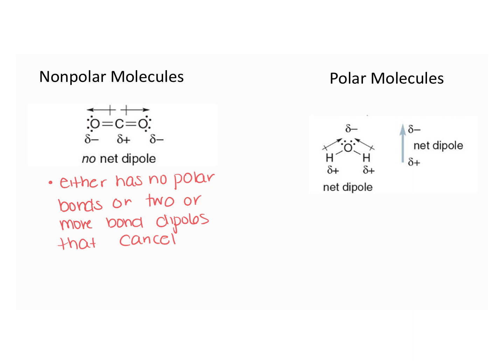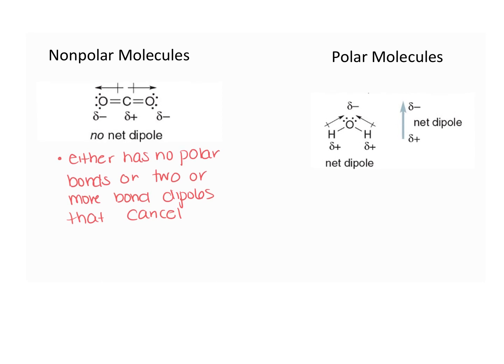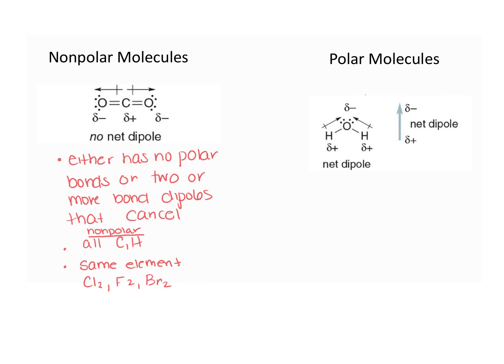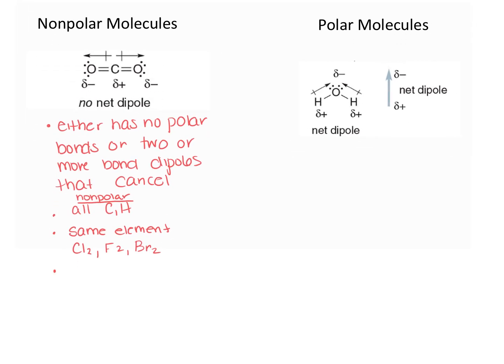When you're starting, I think it's a lot easier to recognize nonpolar molecules than polar molecules when they are small, okay? So for small molecules, if it's all carbon and hydrogen, we are nonpolar. If it's the same element, for example, your halogens are diatomic, Cl2 in the gas state, F2, Br2, those are nonpolar molecules. Or if there's symmetry.